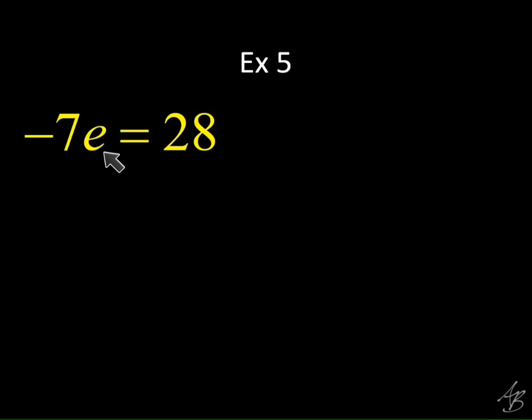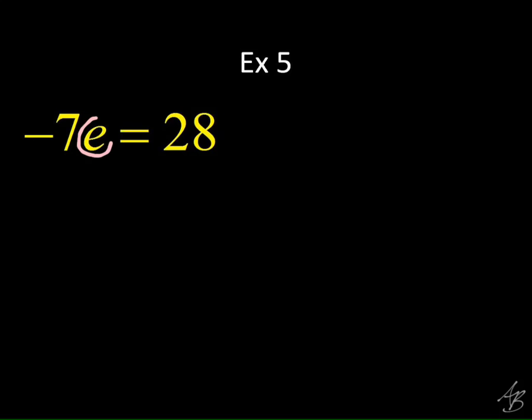Example 5. Now we've got some negatives in here. We have to be really careful we keep track of our positives and negatives correctly when we're doing these. Alright, so this is negative 7e equals 28. Since there's no operation here, that means we're doing what? It's multiplication, right? So this is negative 7 times e.